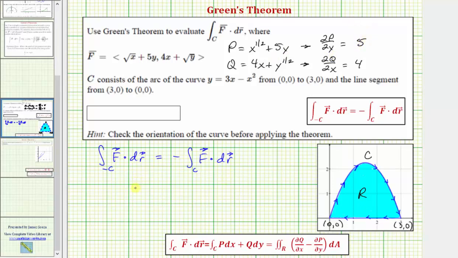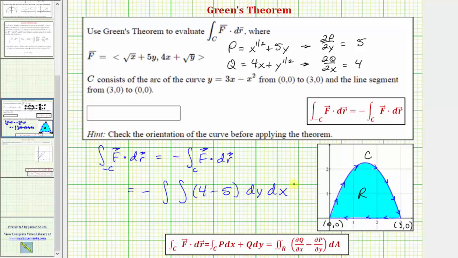So now applying Green's theorem, we're going to have the opposite of the double integral over the region R of the partial of Q with respect to x, which is 4, minus the partial of P with respect to y, which is 5. Now dA is equal to dy dx or dx dy. Looking at the region R, because it's bounded above by this parabola, let's integrate first with respect to y and then with respect to x. So we'll have dy dx.